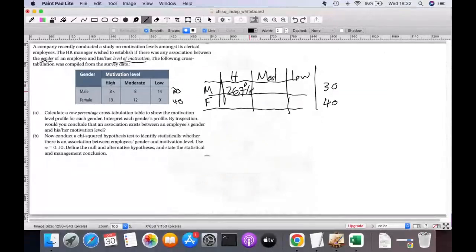Just to check that you're following, could you give me this value here? Females that have a low level of motivation. What is that percent? Maybe just put it in the chat. Give it a shot.